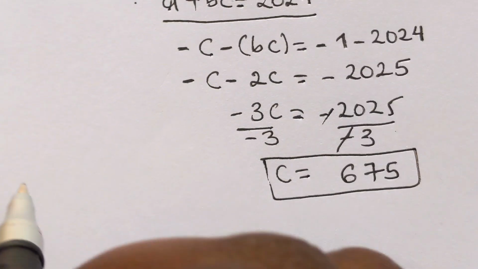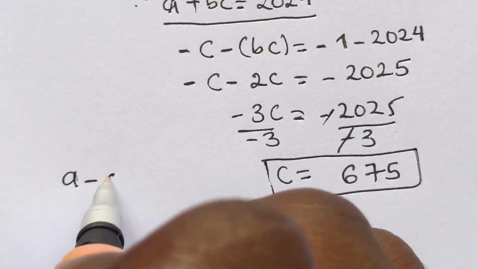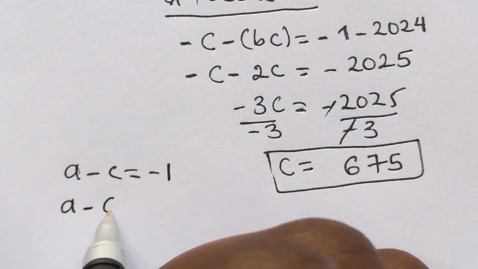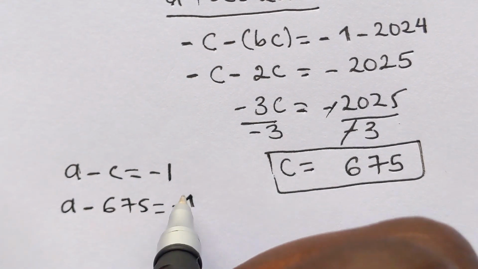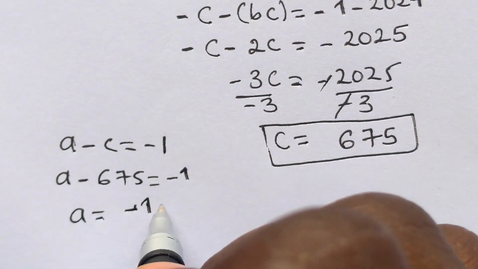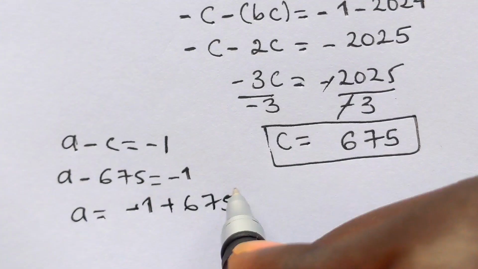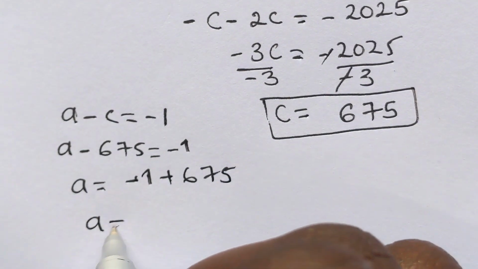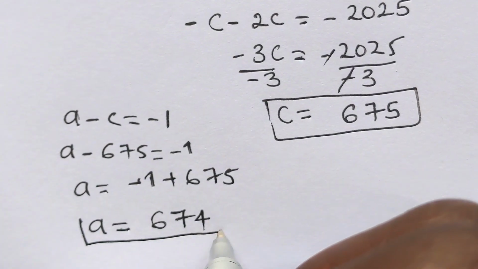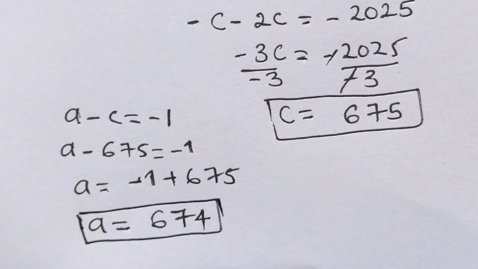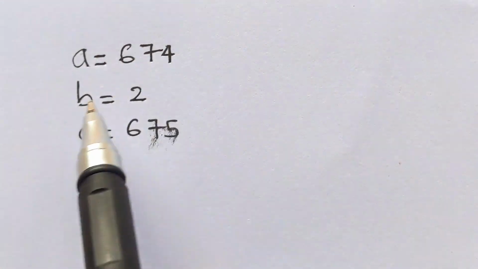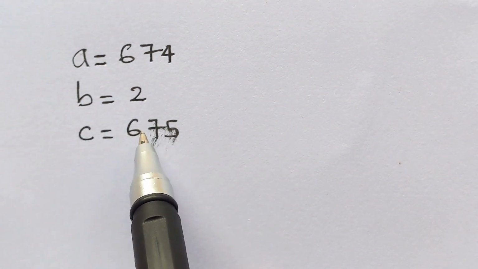From the equation a minus c equals negative 1, we find a. a minus 675 is equal to negative 1, so a will be negative 1 plus 675, and a will be 674. Our value of a is 674, b is 2, and c is 675.